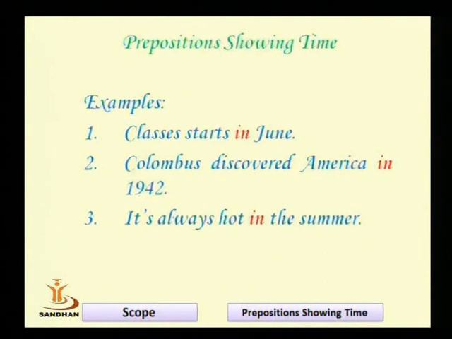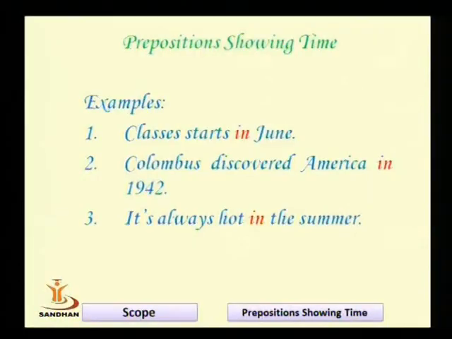Second sentence: Columbus discovered America in 1492. So the year is 1492, that's why we are required to keep in before that. It's always hot in the summer. Again, summer is a season, and one is required to put in before the name of the season.